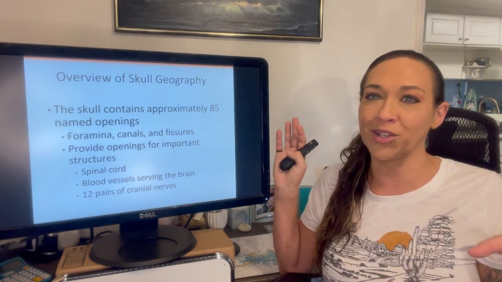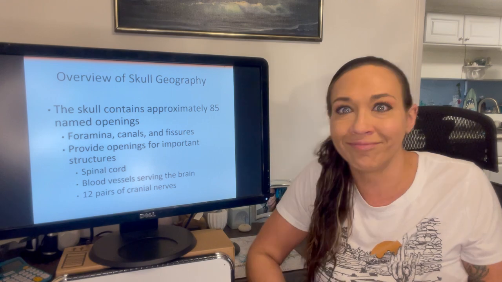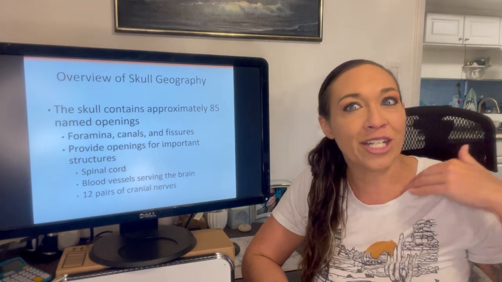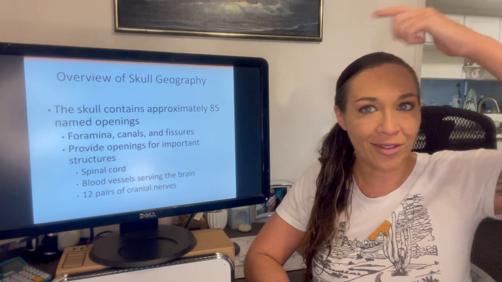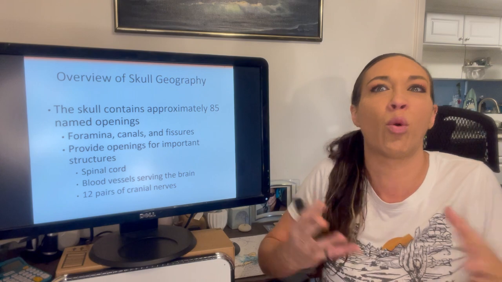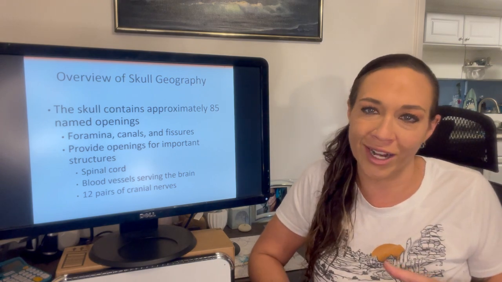Some of them are really important, and some we're definitely going to have to go over, like the opening for your spinal cord. It's kind of a big one, right? The blood vessels need to go somewhere to your brain, too. So any openings like that, which are really crucial and have the most important function, you are definitely going to have to know.